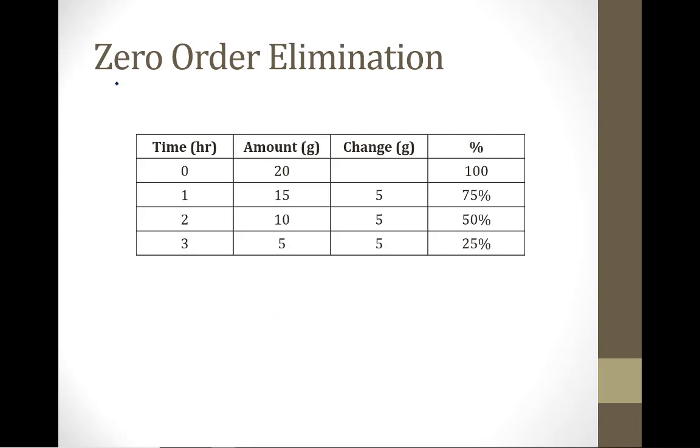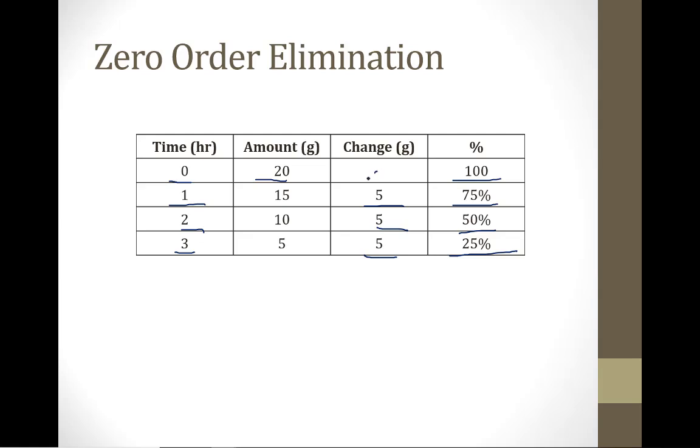So let's go through what zero order and first order elimination would look like in a data table. So let's imagine at time 0, we have 20 grams of a substance in the plasma. That is 100% of the substance. If we had zero order elimination, for each hour that goes on, a constant amount would be removed, for example, 5 grams per hour. What that means is that the amount remaining in the plasma would change such that we'd have 75% after 1 hour, 50% after 2 hours, and 25% after 3 hours.